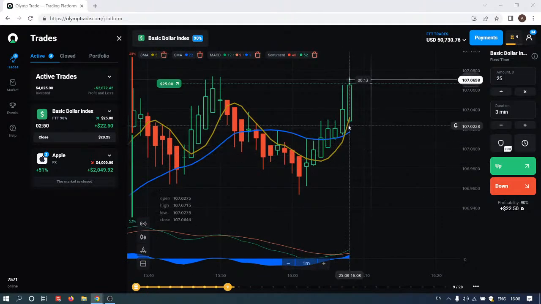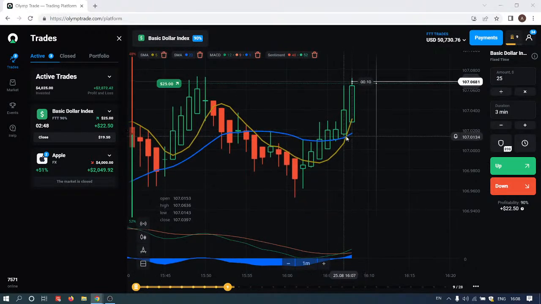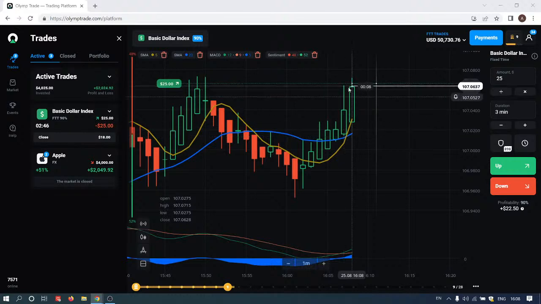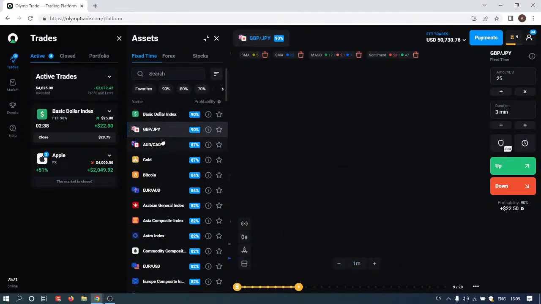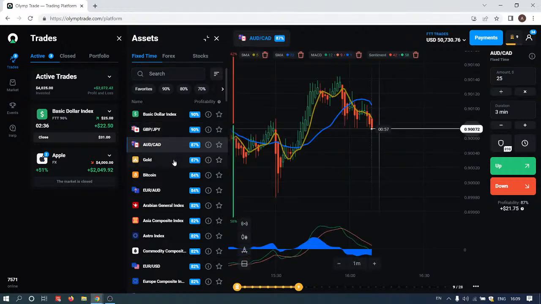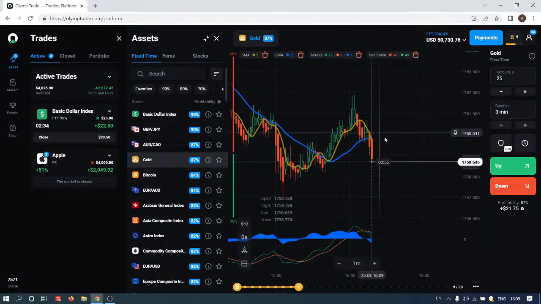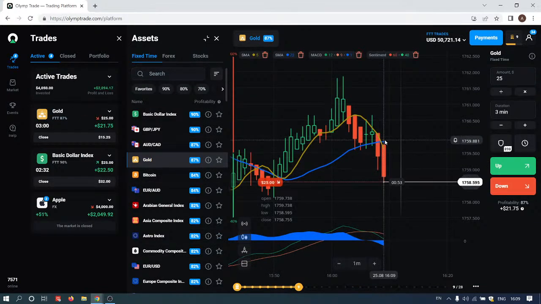All right, so basically the signal comes when the yellow line crosses. Now I opened this trade a little bit too late because I was doing some technical stuff here. Let me go ahead and find another example which will be more up to date. All right, so here in this example, we can see that the yellow line just crosses the blue line.